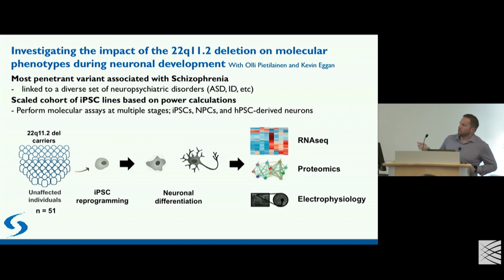And their goals with this study is to differentiate these cell lines, and then at various stages, the pluripotent stem cell stage, neuroprogenitor stage, and the stem cell derived neuronal stage, perform molecular assays like RNA sequencing, proteomics, and electrophysiology to identify where pathological phenotypes might converge or diverge at different stages in neuronal development.